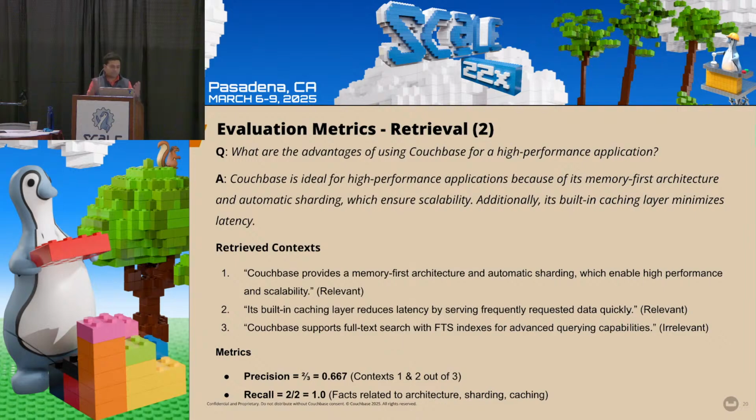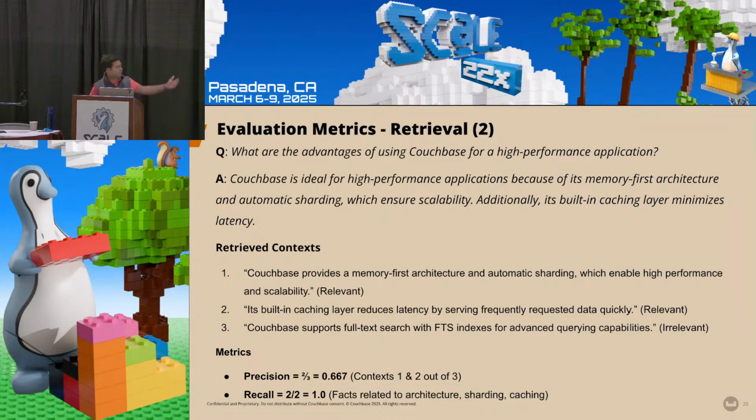Here you have the same question. What are the advantages of using Couchbase for a high-performance application? And here you have an answer. This is the ground truth answer, which is like Couchbase is ideal for high-performance application because of its memory-first architecture and automatic sharding, which ensures scalability. Additionally, its built-in caching layer minimizes latency.